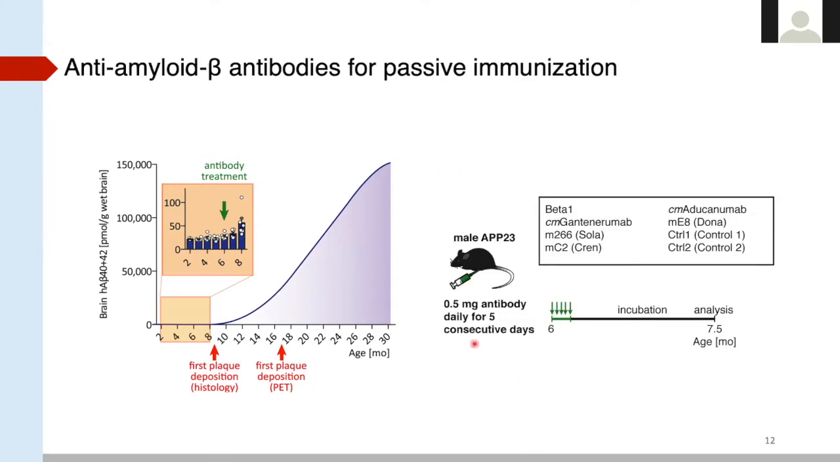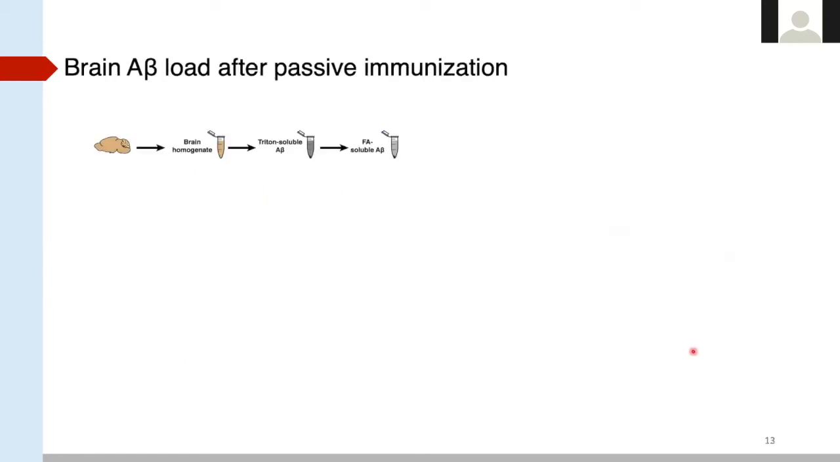So we inoculated APP23 mice at the age of 6 months on 5 consecutive days with an antibody in the box up here. And then we waited 1.5 months, until the age of 7.5 months, before analyzing these animals. The first thing that we wanted to examine was the brain A-beta load after immunization. For this, we homogenized the brains of the treated animals and used a two-step extraction method: first with Triton and then with formic acid.